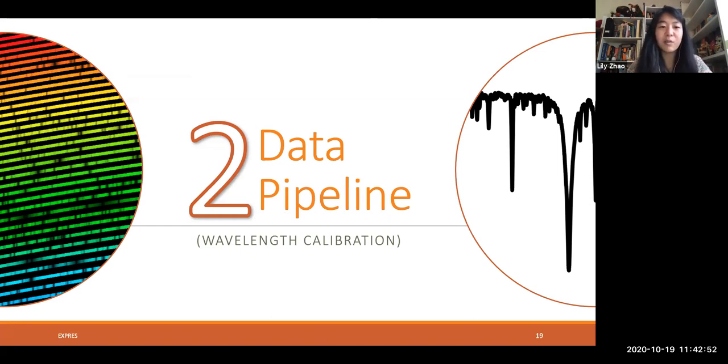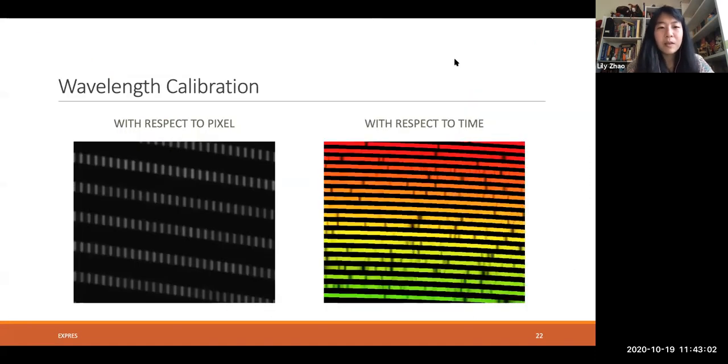Otherwise, it could be mistaken for a completely random or, God forbid, like a red noise contribution that will throw off your RVs. So the question of wavelength calibration has to be done in regards to two things. You have to figure out the wavelength with respect to pixel, which means when you have this nice line of LFCs, you know the wavelengths of each of the lines, but you have to interpolate that information somehow onto the pixels in between each of the calibration lines.